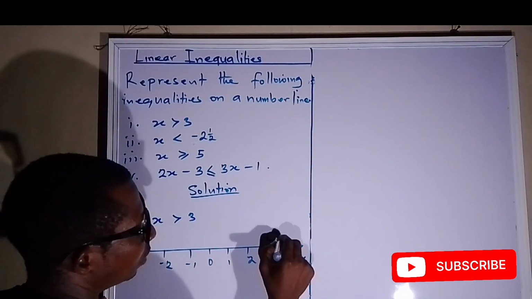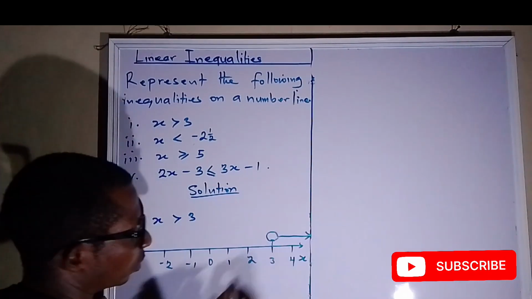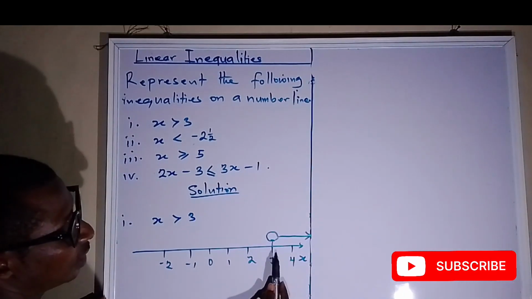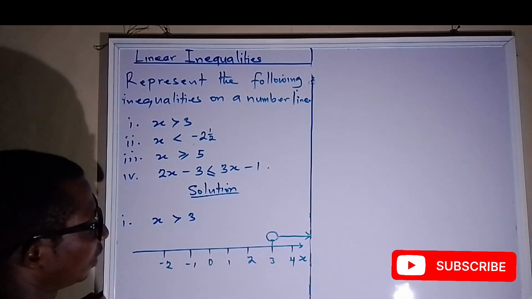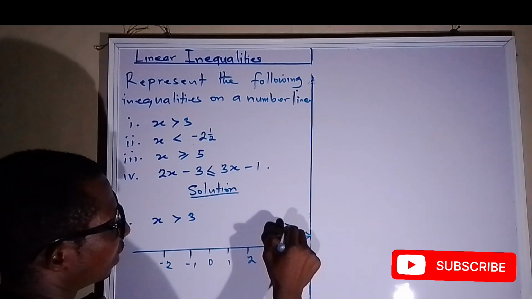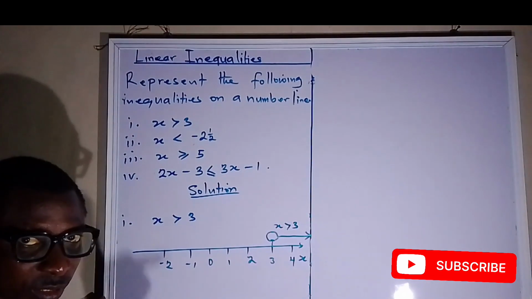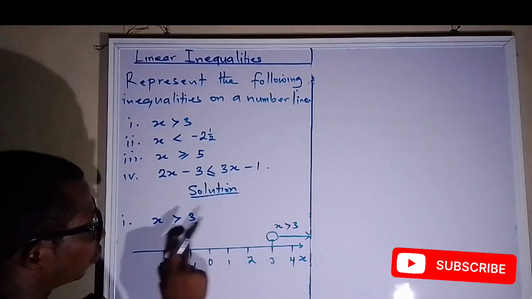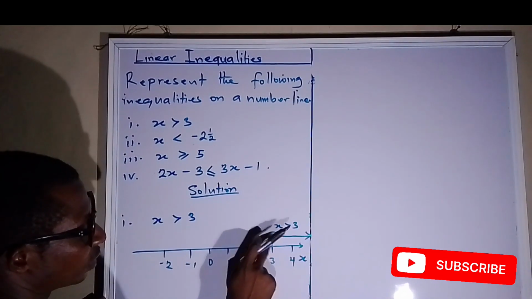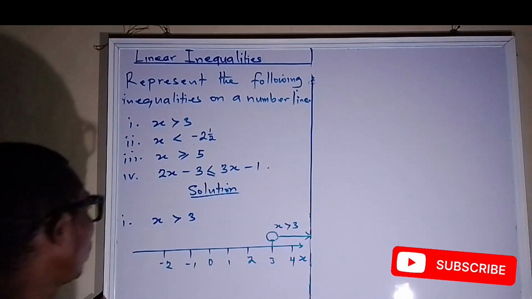So that means your arrow will face this direction to indicate that values that are greater than 3 are at the right hand side. So we have x is greater than 3. Alright, please take note, it is an open circle for strictly greater than. Alright, now let's look at the second one.